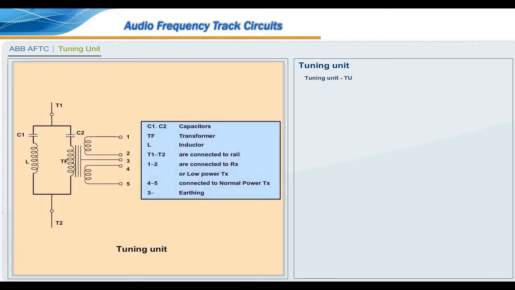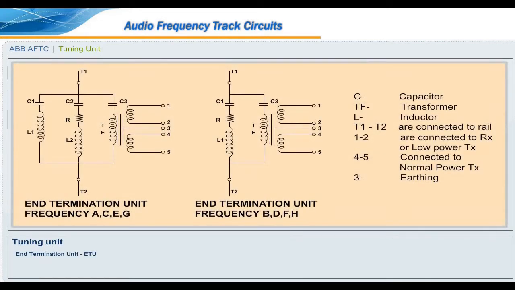Tuning unit TU. It is a passive device. It consists of a tuned circuit which is used to form the electric separation joint ESJ. End termination unit ETU. It employs the same housing as the tuning unit and the same terminations.